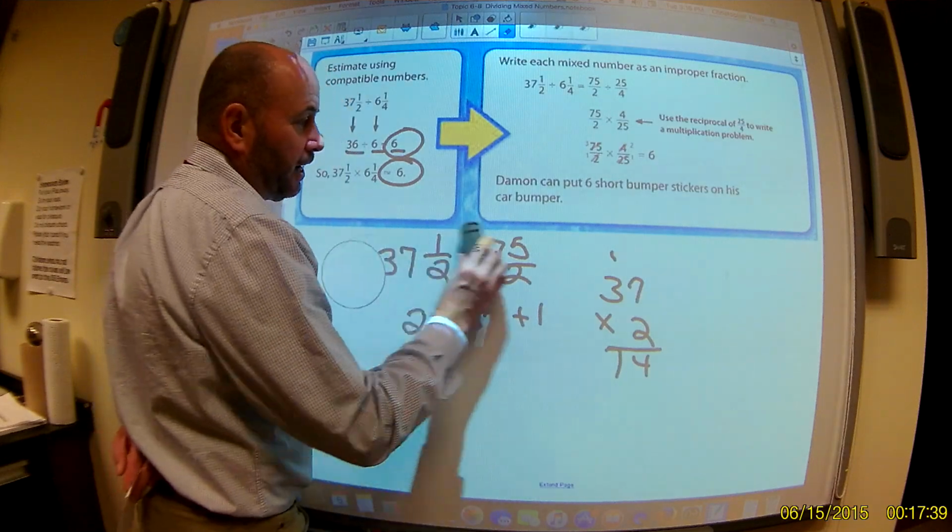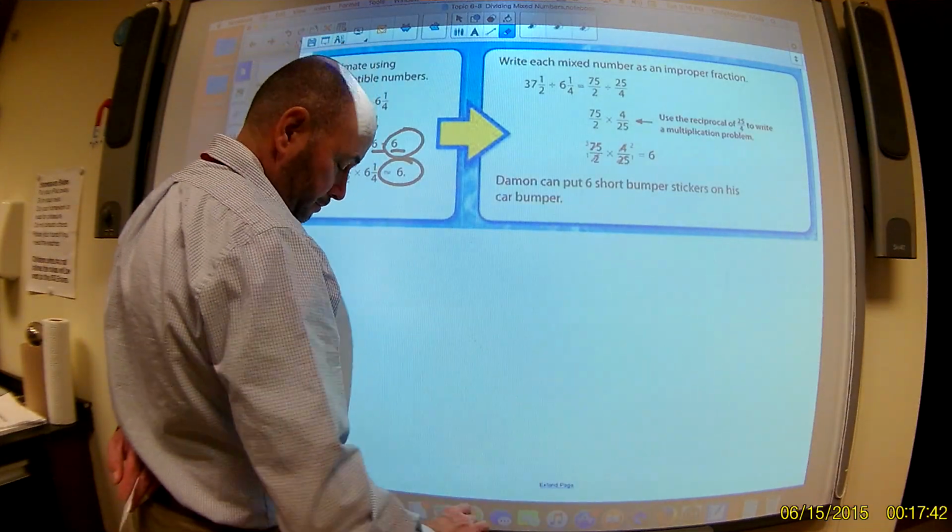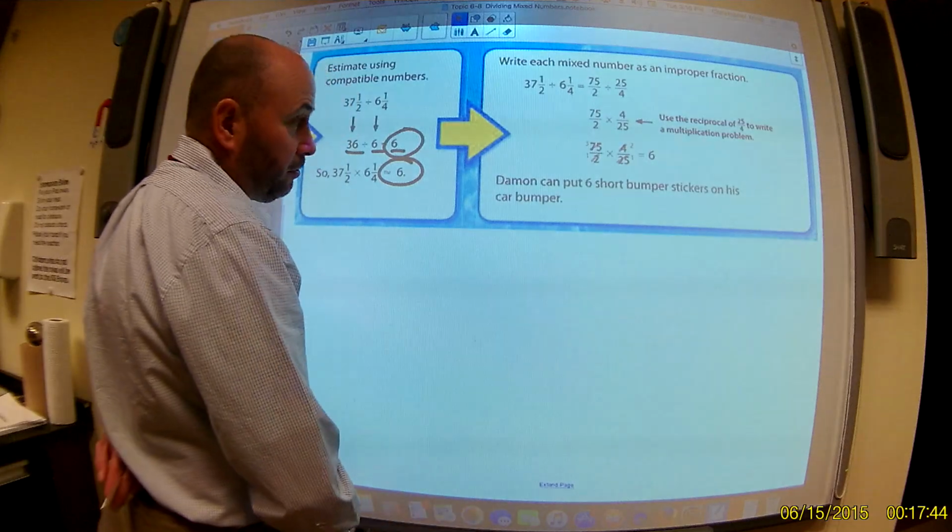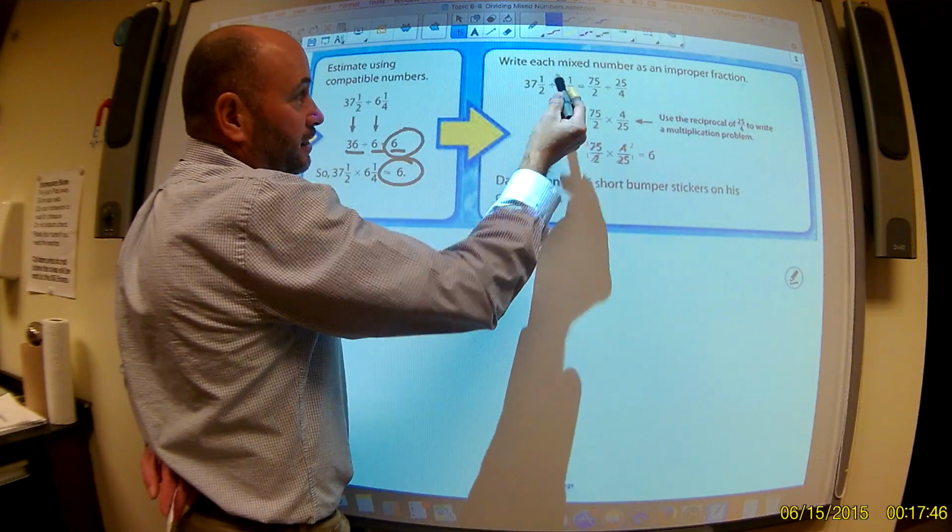And then if we were to look at the other example that we have, we would see that we have 6 1/4.